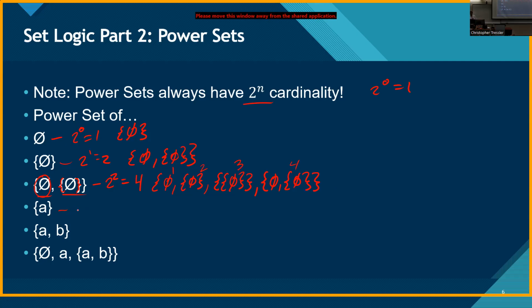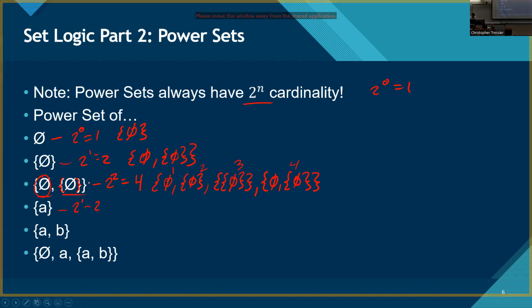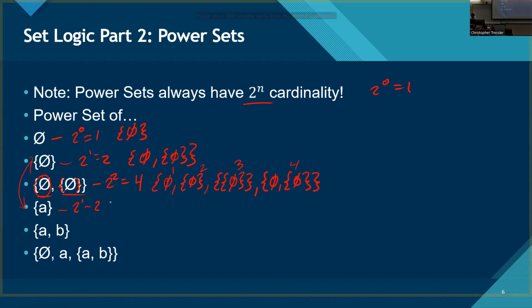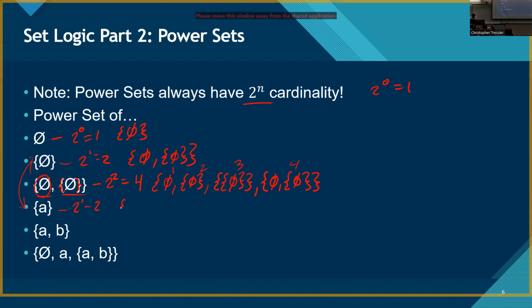So now how many members do we have in this set? Yep. So 2 to the 1, and we're going to have a total of 2 in the power set. Notice that this is really the same thing as this, just we have an A instead of an empty set right there. So we're going to say the power set is going to be the null set, and we have A.